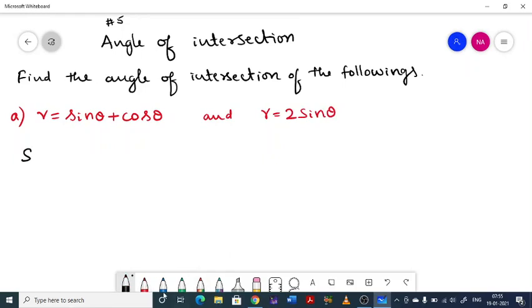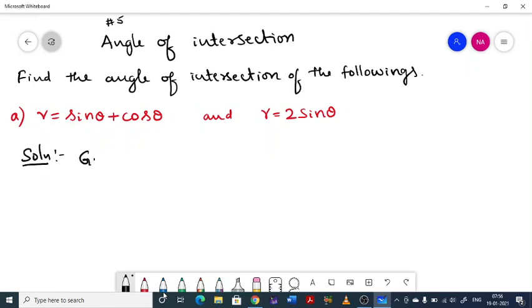Solution. As usual, you have to consider both the curves and find the angle between the radius vector and the tangent for these two curves. Call those two angles phi 1 and phi 2. Then take modulus of phi 1 minus phi 2. That will give you the angle of intersection of these two curves.